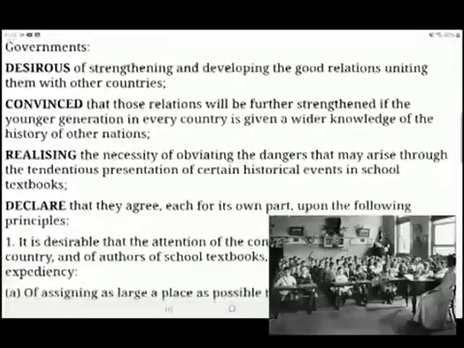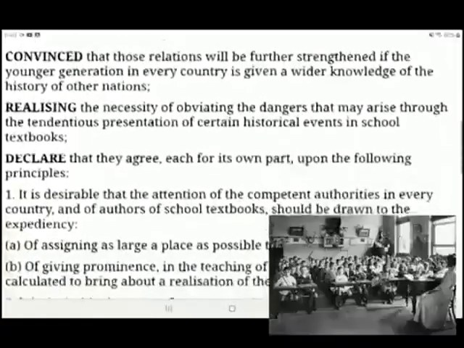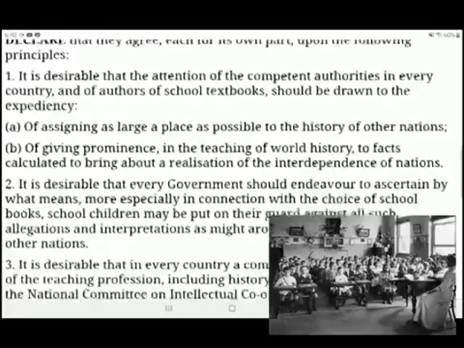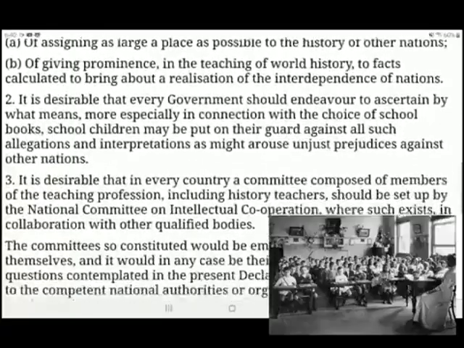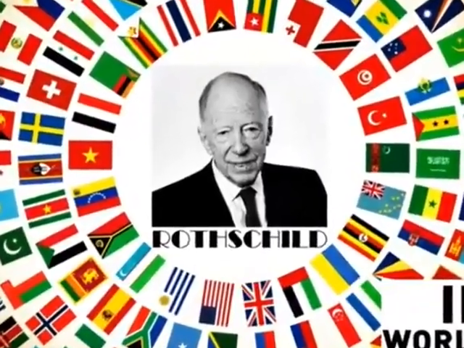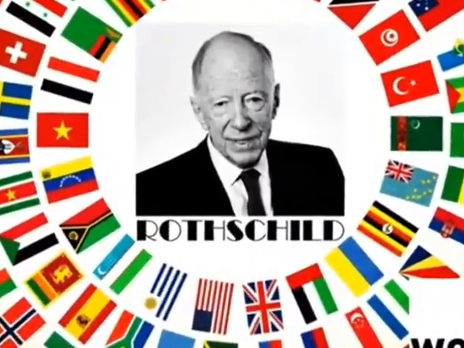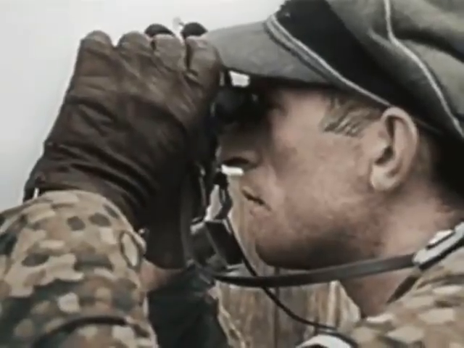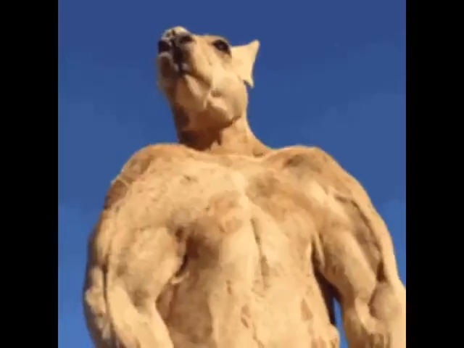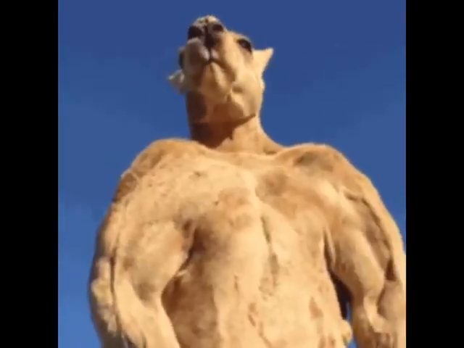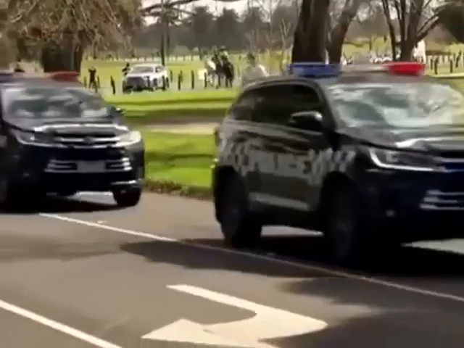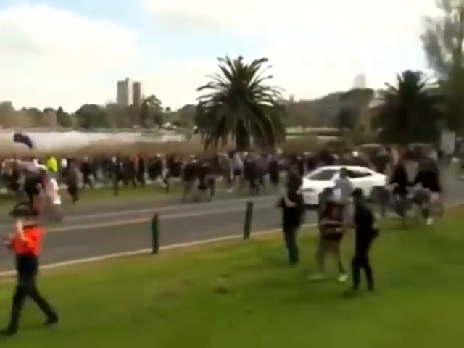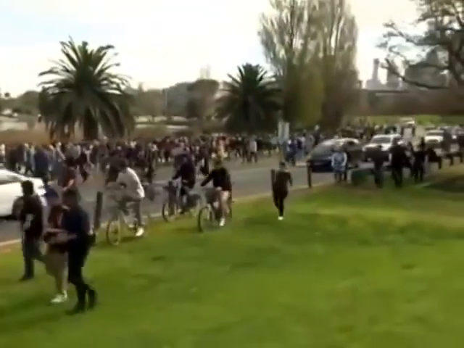This treaty outlines the way history is to be taught in schools to hide the truth that we are indeed an occupied territory under the rules of war. The foreign occupation foresaw the dangers that may arise through the presentation of certain historical events in school textbooks that people might disagree with. In other words, Australians might be a little bit upset to know that they were under foreign occupation.